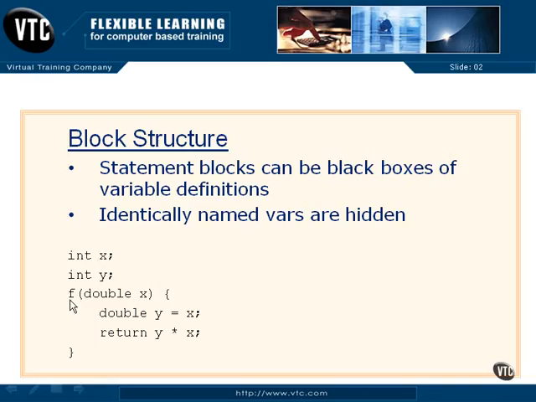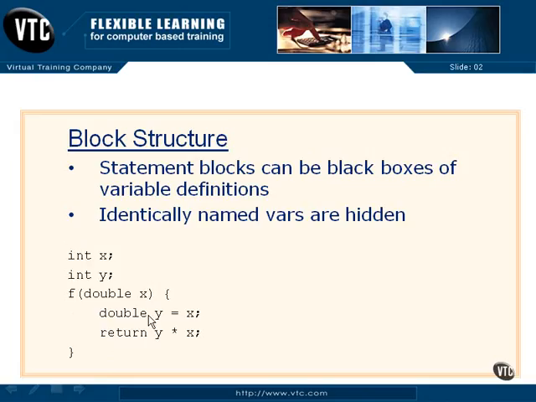Now here we have f, which is going to take a floating point double x as a parameter passed into it. This x will become a local automatic variable only contained within the function f. It is not a reference to this integer x out here. This is a whole different animal.